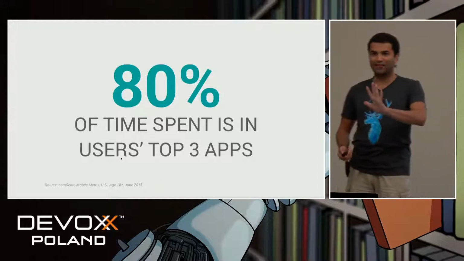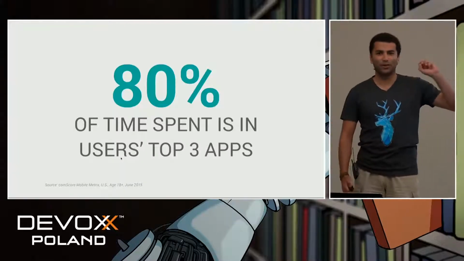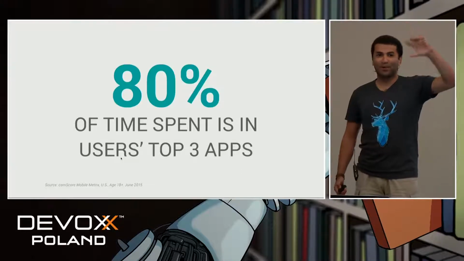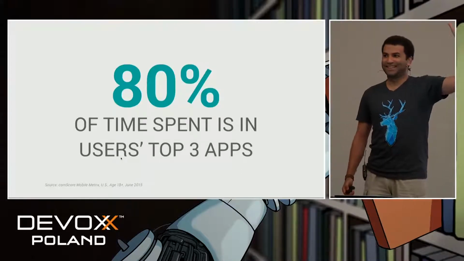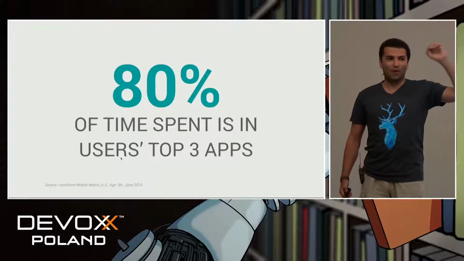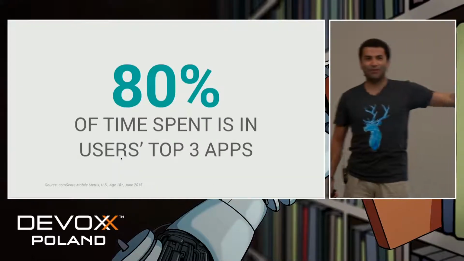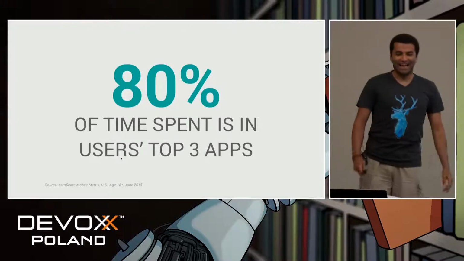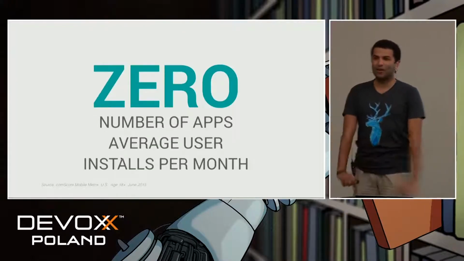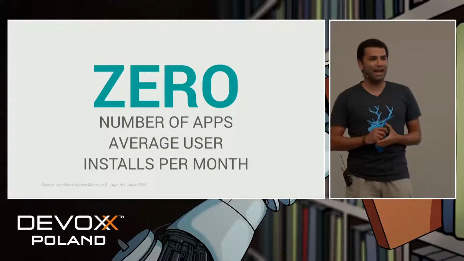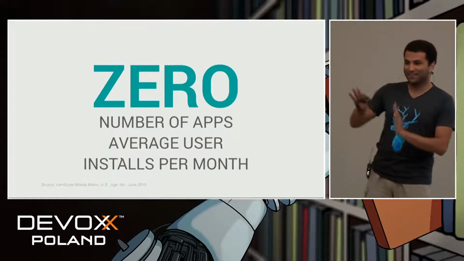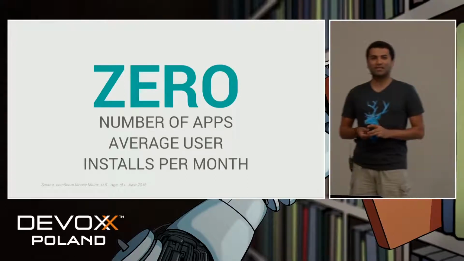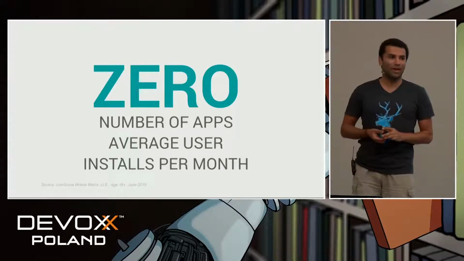Now, other than the Devoxx app, how many apps have you installed within the last months? Is it 1? More than 1? Okay, 3, 4. How many of you didn't install any app at all? Okay, only 1. Actually, statistics say that on average, we don't install any apps at all. I'm saying other than Devoxx because we have an event here. But people don't install any apps at all on average per month.